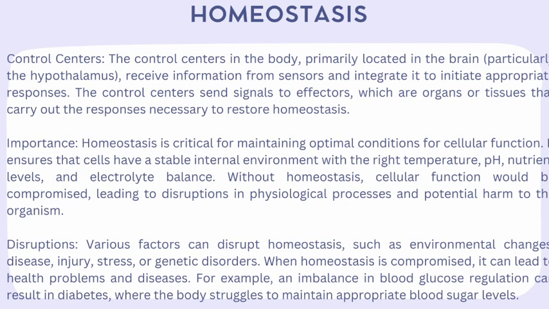Sixth, disruptions. Various factors can disrupt homeostasis, such as environmental changes, disease, injury, stress, or genetic disorders. When homeostasis is compromised, it can lead to health problems and diseases. For example, an imbalance in blood glucose regulation can result in diabetes, where the body struggles to maintain appropriate blood sugar levels.